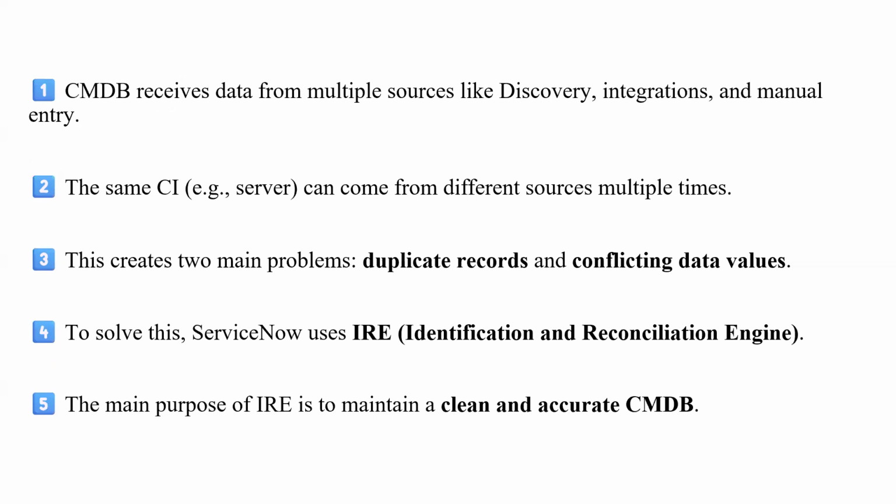So the first point is, here the IRE topic we are briefing completely from start to end. CMDB receives data from multiple sources like discovery, integrations, and manual entry. This means that CMDB collects information about configuration items from different tools and sources within the organization. For example, take the human body: it receives information from eyes, ears, and nose. So it's multiple sources. The CMDB also receives data from multiple systems.